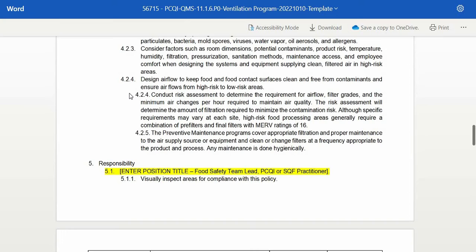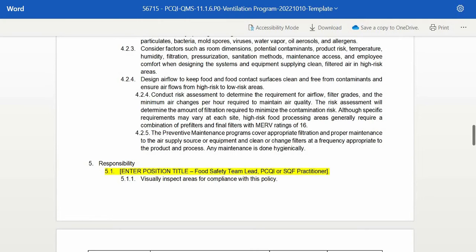Under that, conduct risk assessment to determine the requirement for airflow, filter grades, and the minimum air changes per hour required to maintain air quality. The risk assessment will determine the amount of filtration required to minimize the contamination risk. Although specific requirements may vary at each site, high-risk food processing areas generally require a combination of pre-filters and final filters with MERV ratings of 16.